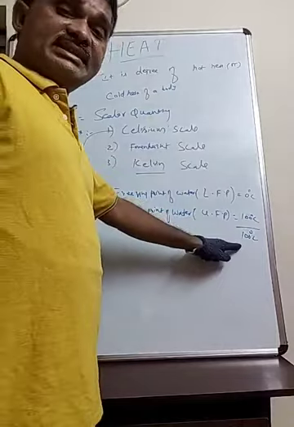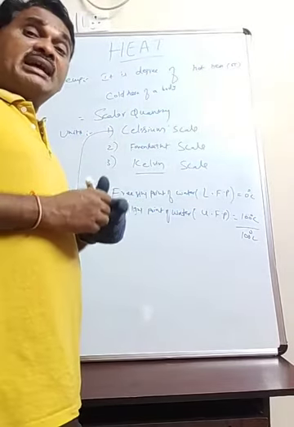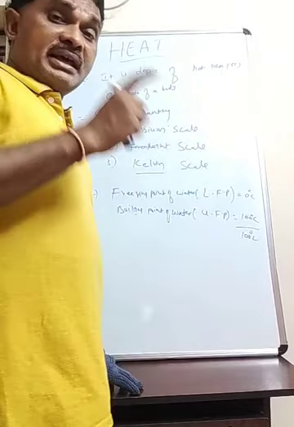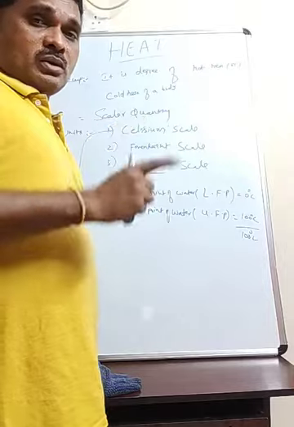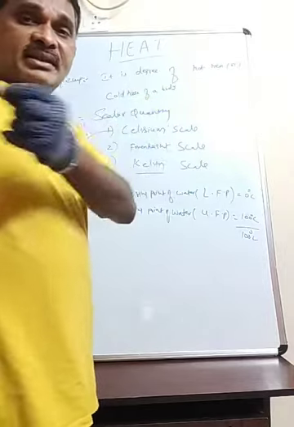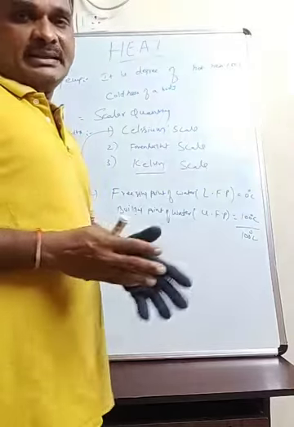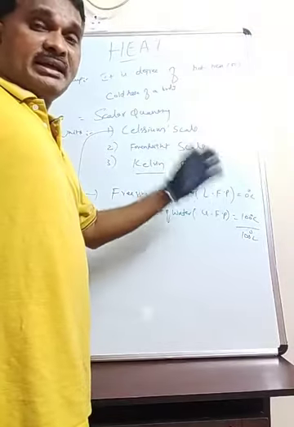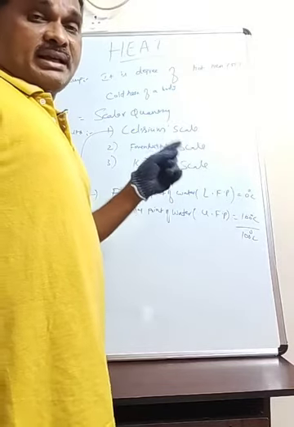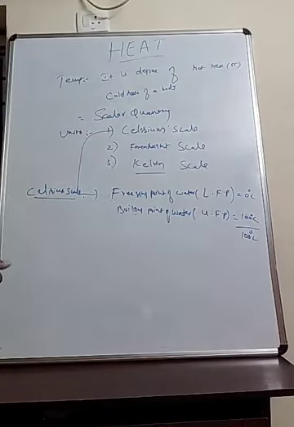This 100 degrees centigrade is divided into 100 equal parts, which means the scale is divided into 1 degree each. Like 1 centimeter, 2 centimeter, 3 centimeter, how we divide; 0 to 15 means 15 equal parts. Like that, the Celsius scale is divided into 100 equal degrees. So this is all about the Celsius scale.